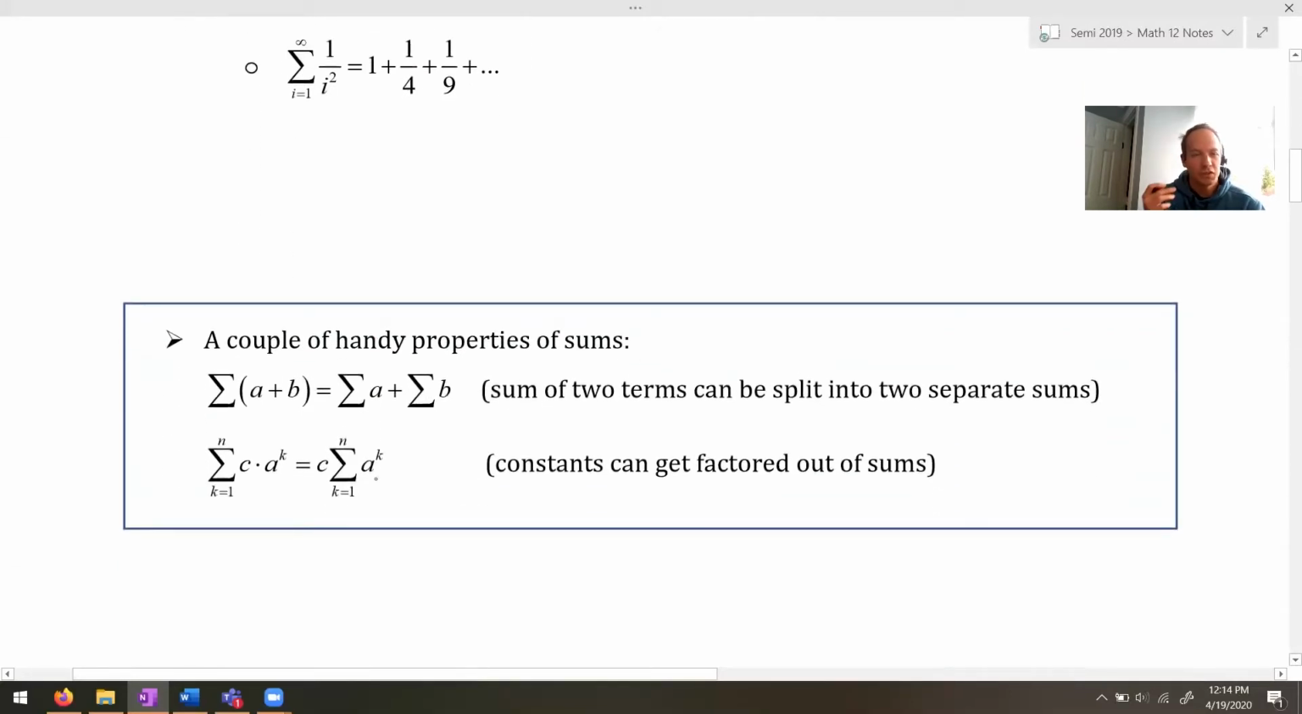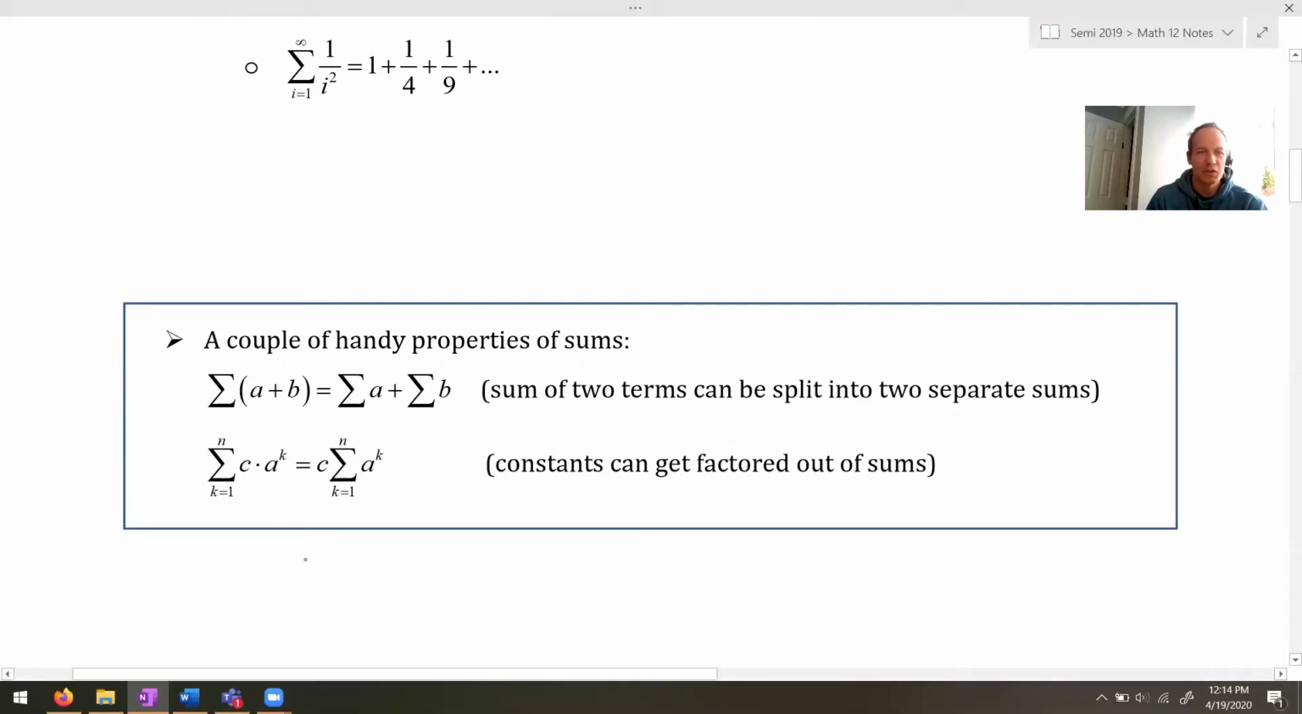Before we get using this stuff, just a couple handy properties. You might even say some useful properties. But we're going to just remember these as we're moving forward. And if they make sense, that's great. If they don't make perfect sense, well, we'll try and make some sense of them.